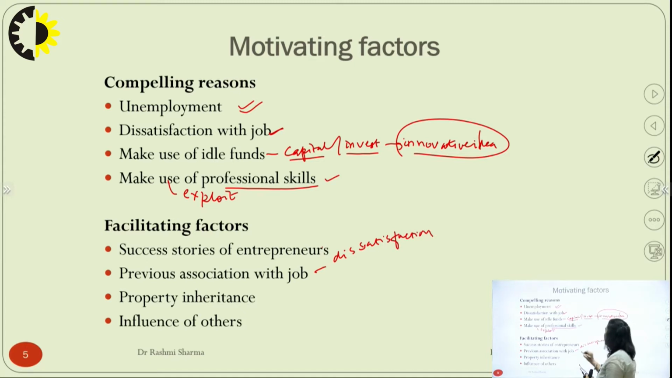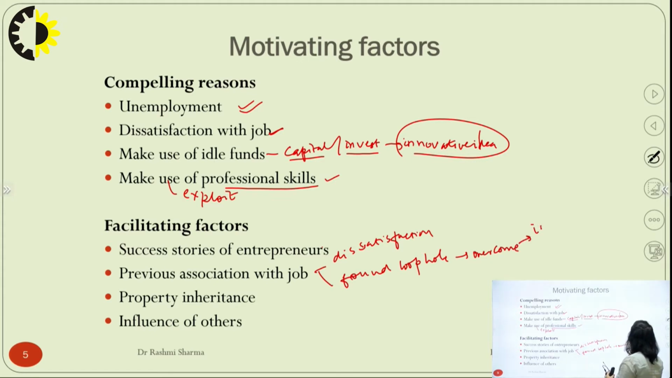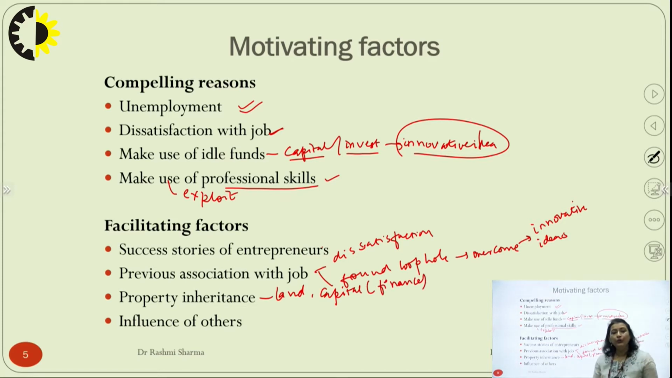or it can be you found loopholes and you want to overcome those loopholes with some innovative ideas. So you want to do something about the product which is in the market, but there are some loopholes and you want to overcome them, so you take up entrepreneurship. Then the property inheritance. You have land which is inherited, or you have capital, or I should say finance, and you want to use those things, so you start an entrepreneurship.